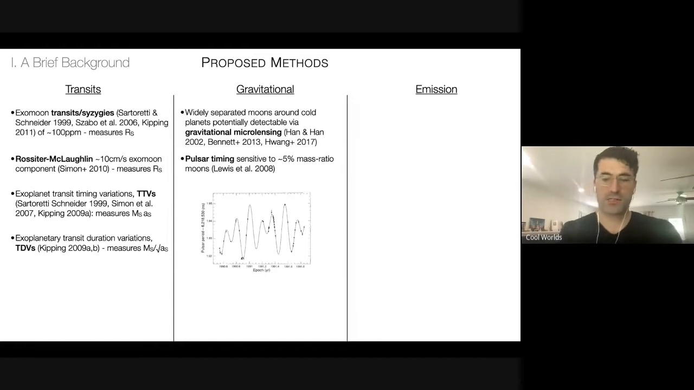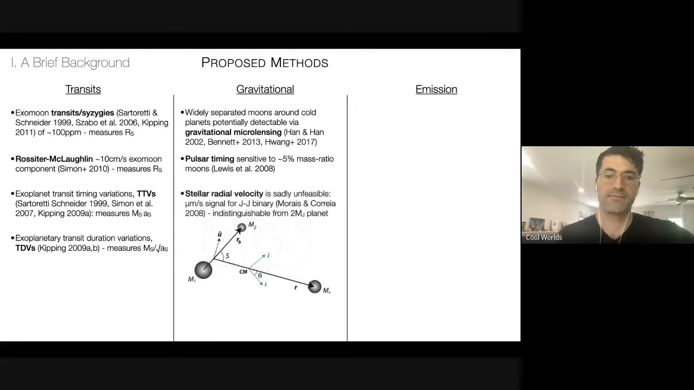But there is a very slight torque because the planet and the moon are separated in space, and so they have a gravitational torque that they apply to the star. That torque's so small, though. It's very difficult, but pulsar timing could do it if the mass ratios of these moons are quite large, say 5%. Radio velocity, by analogy, is basically infeasible.